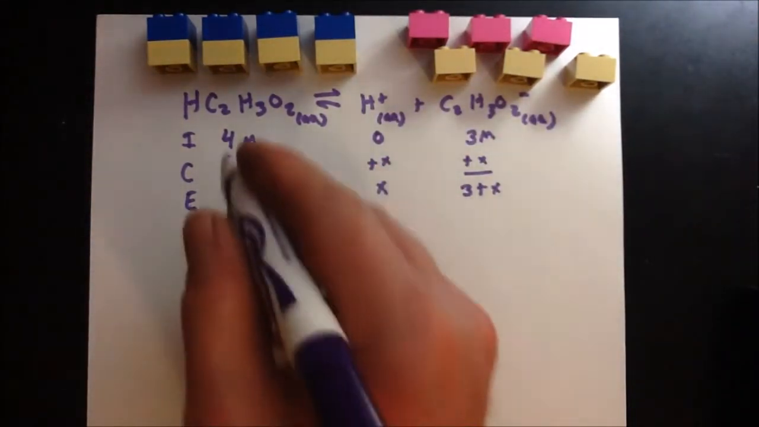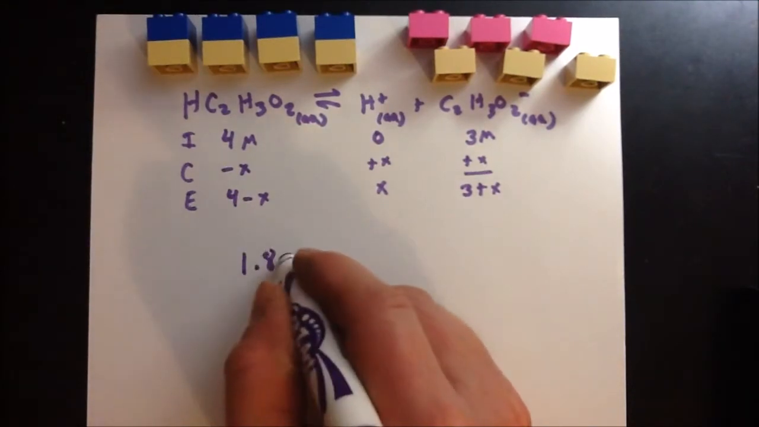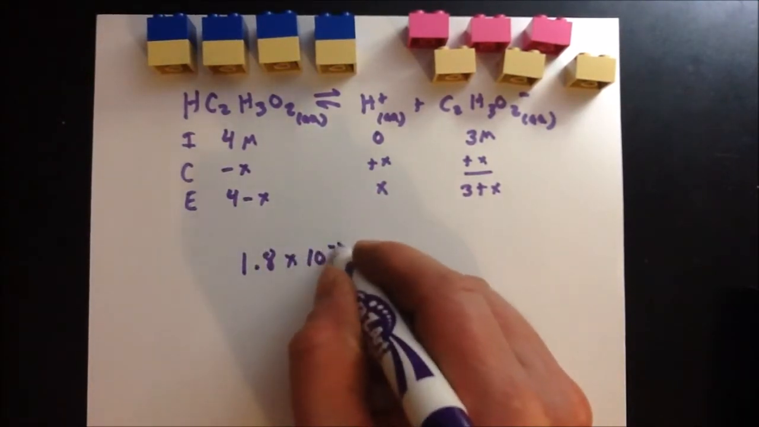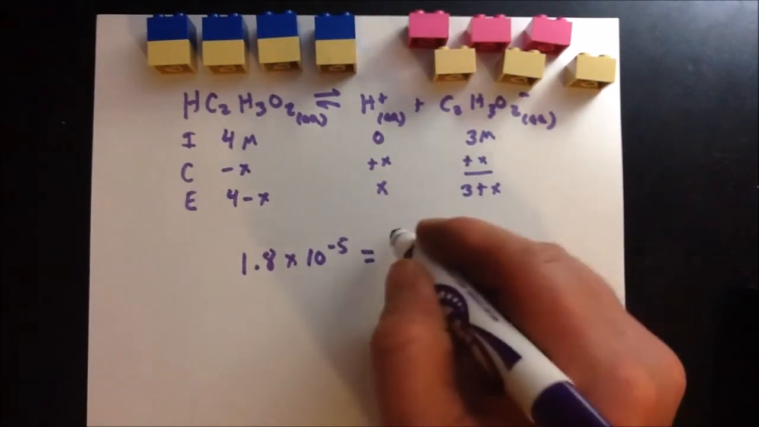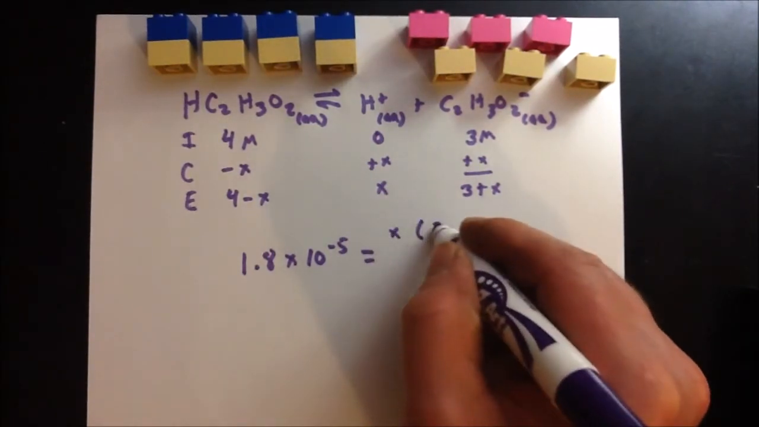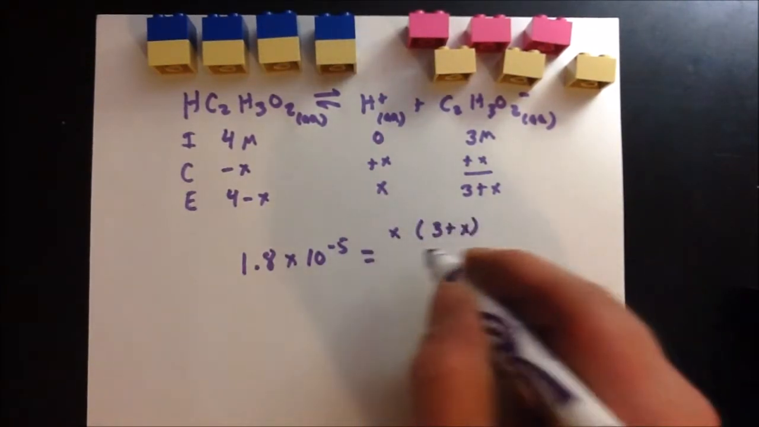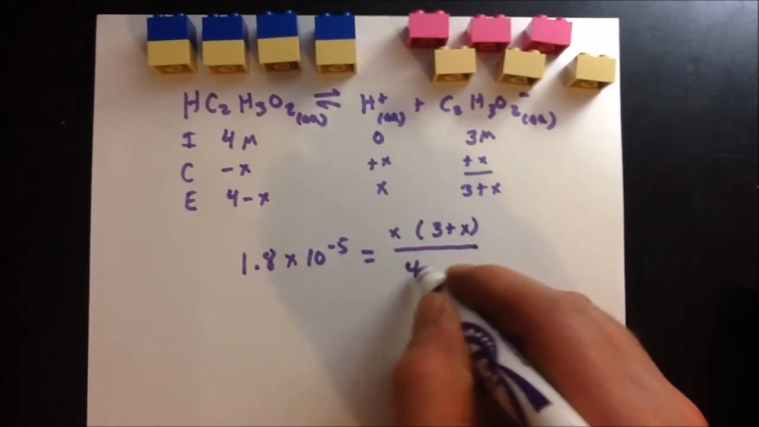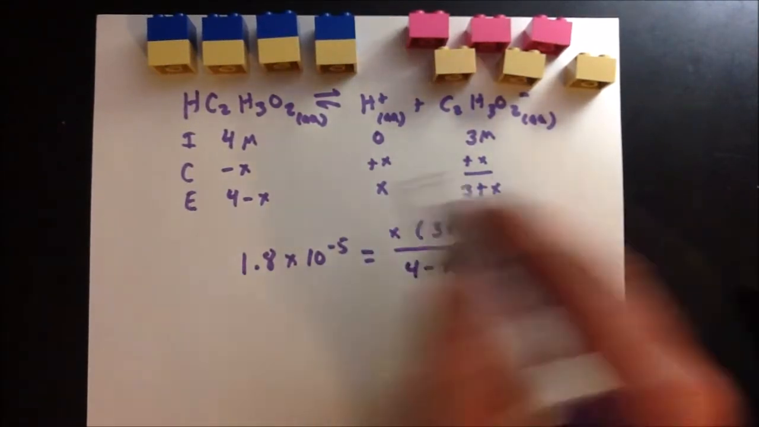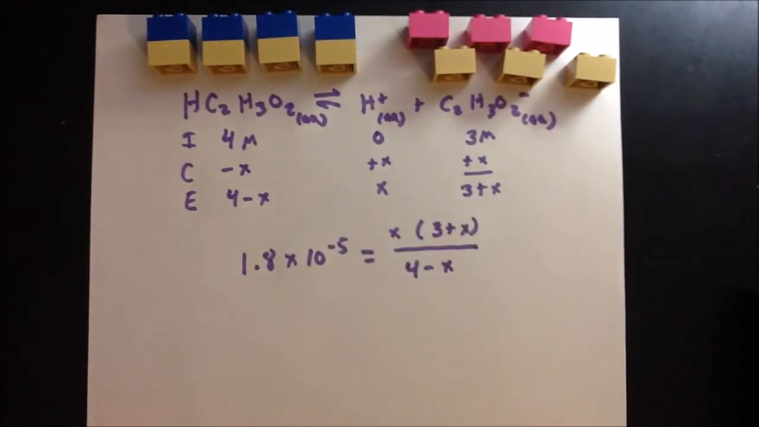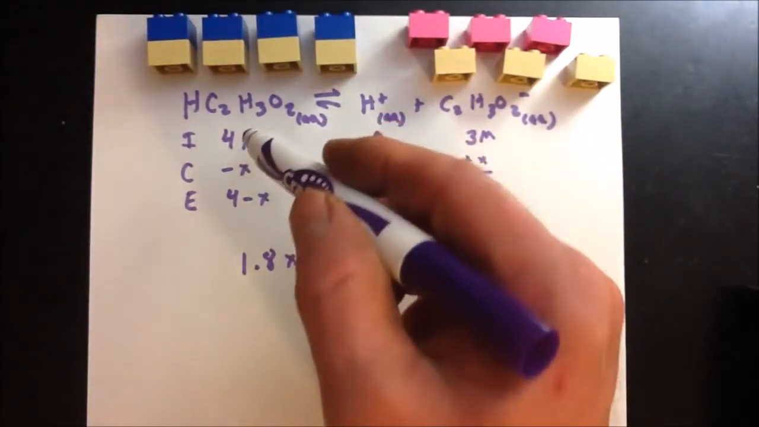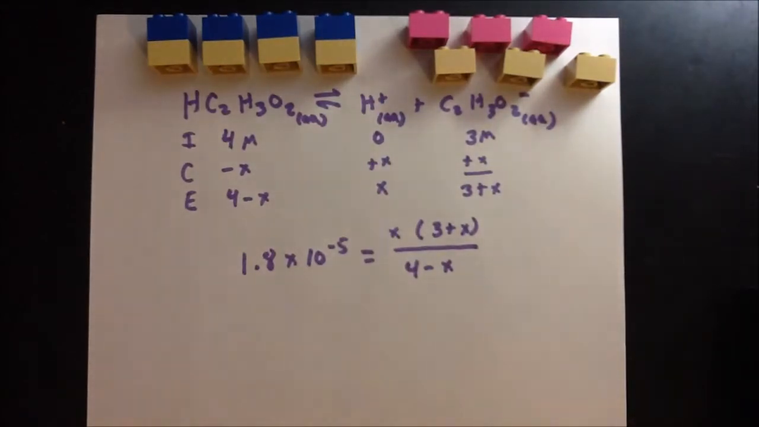The Ka value for acetic acid is 1.8 times 10 to the negative 5th, so that's equal to X times 3 plus X over 4 minus X. Now, when we start making these buffer solutions, the X compared to the molarity of the initial concentration of acetic acid and acetate ion is really a negligible amount. It's going to be a really, really small amount.